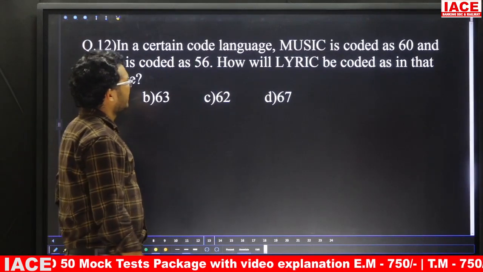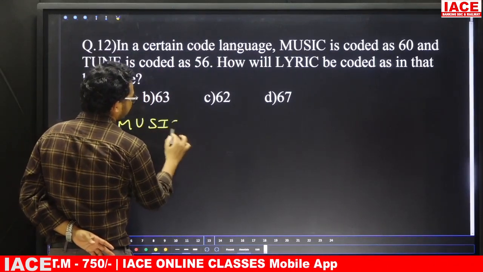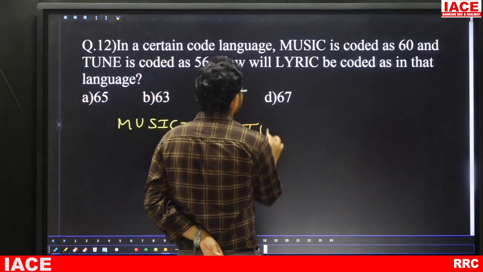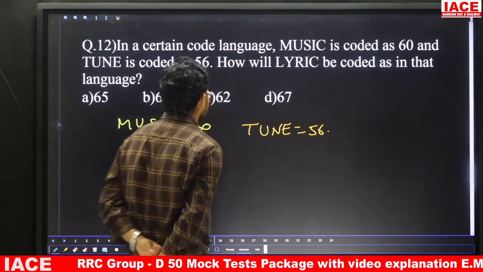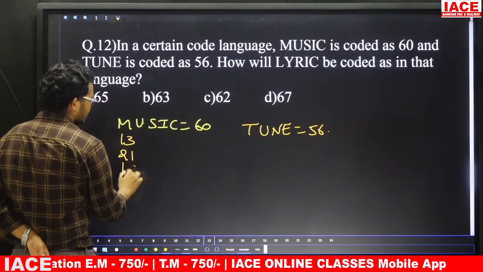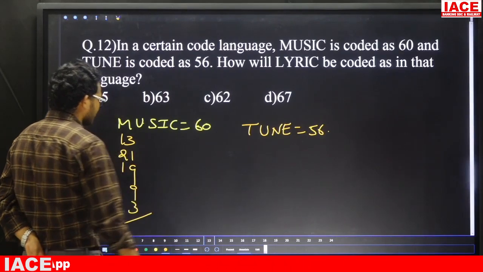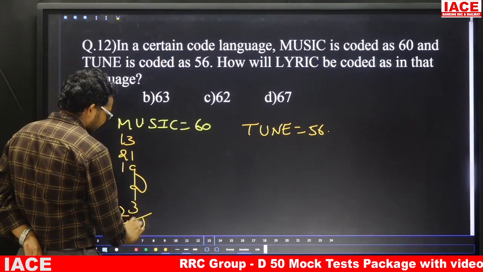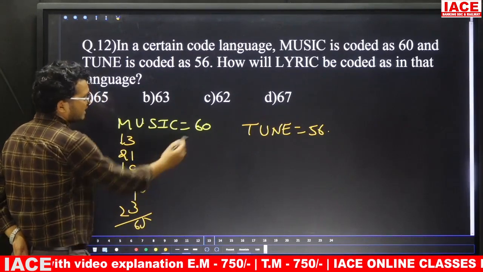Question number 12. In a certain code language, music, M, U, S, I, C, is written as 60. Next one, tune, is written as 56. Then how will lyric be written? Substituting the options, take care: M's value is 13, U's value is 21, S is 19, I is 9, and C is 3. The sum is 13, 19, 22, 25, then 34 next, and that is 65, but here they have given 60.